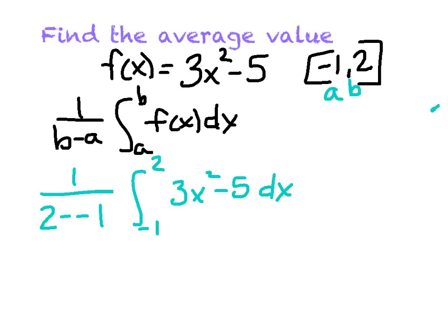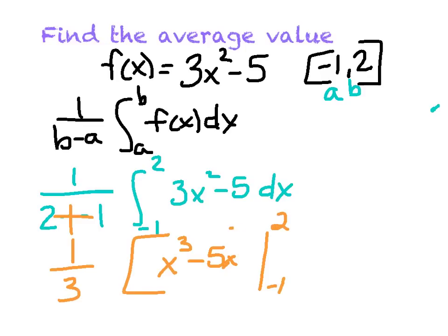And at this point, we have just a nice easy integral, nothing fancy, no u sub. So this is going to get me a 1 over, those of course turn into a 3. Go ahead and integrate this. X cubed minus 5x. Plug in your bounds. And again, just make sure you multiply that final answer by 1/3.